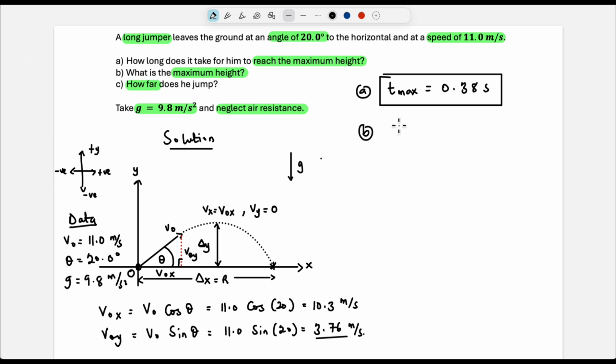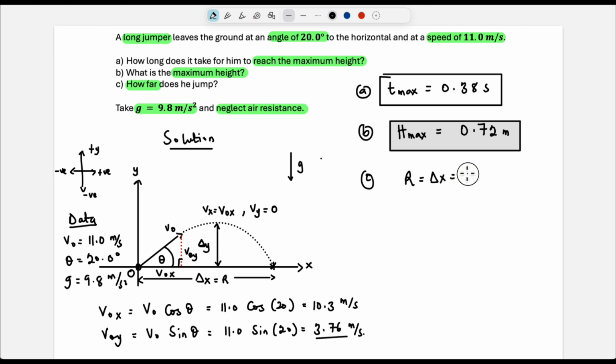So we just found the maximum height, which is h max equals 0.72 meters. And then finally, we are to determine how far he jumps. We are to calculate the range for this jump. So the only range equation we can have is r, or delta x, equals the initial speed v naught x times time. But this time here is the time it took this projectile to go from this point to this point. However, we only know the time it took the long jumper to get from this point to the maximum height, which is halfway here.